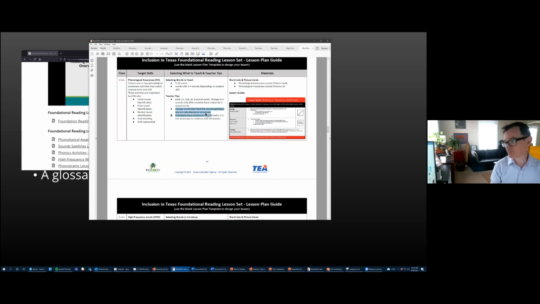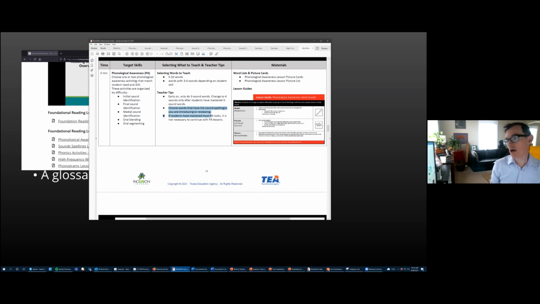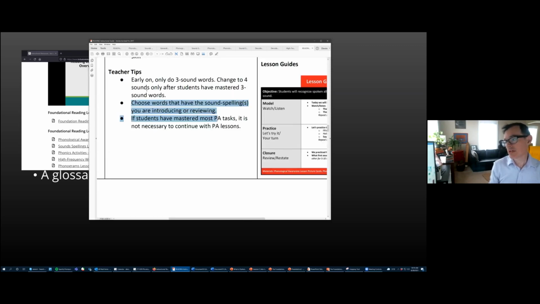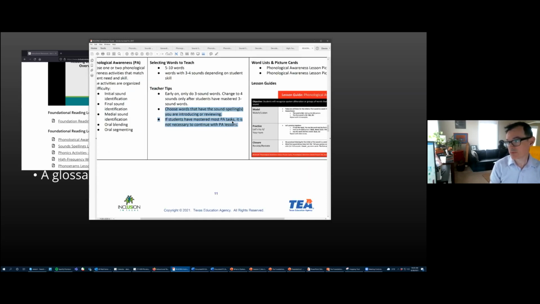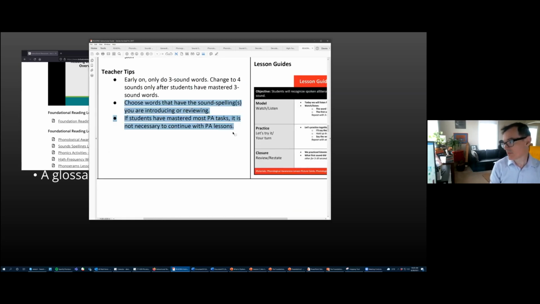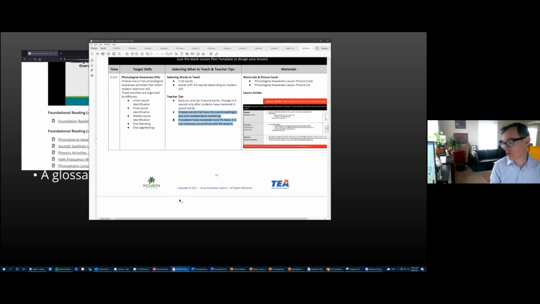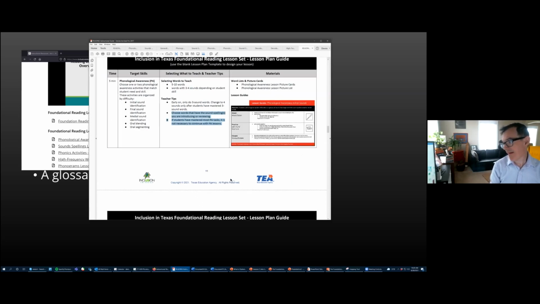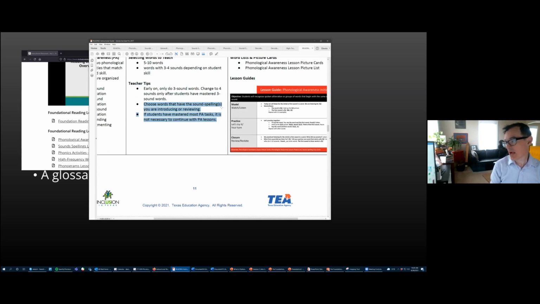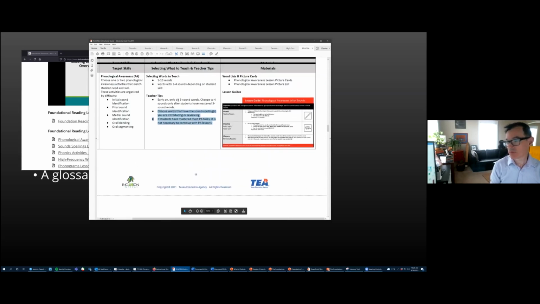For example, here it says, early on, only do 3 sound words. Change to 4 sounds only after students have mastered 3 sound words. And it says, choose words that have the sound spellings you're introducing or reviewing. If students have mastered most PA tasks, you don't have to continue with PA lessons, which is probably a controversial statement, which I will defend later. And so it gives you information about that. And then it shows you here the lesson guide that goes with that. So this is one of the phonological awareness lesson guides, and I will show you more about what those look like.